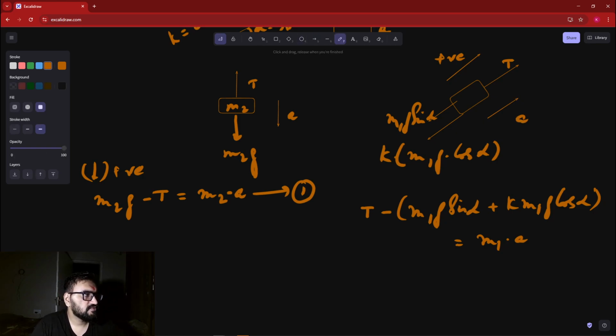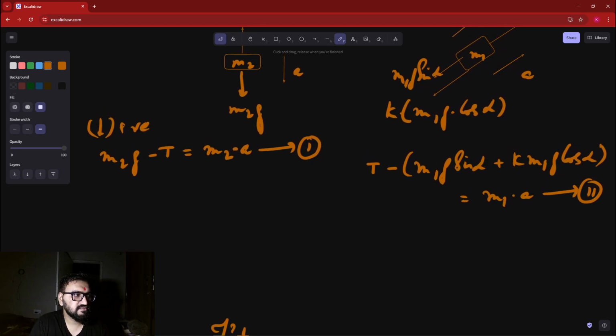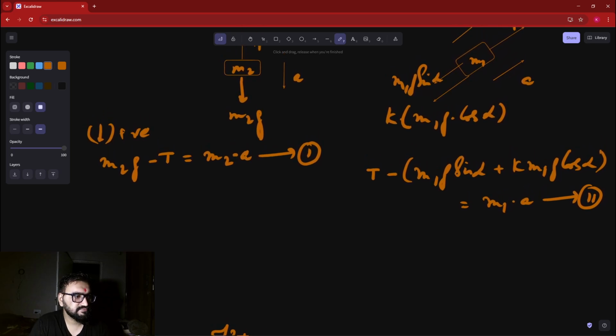So under the influence of all these forces, this body of mass m1 is moving along this direction with an acceleration of a. So this is my second equation. What am I supposed to find out? I am supposed to find out the value of a.